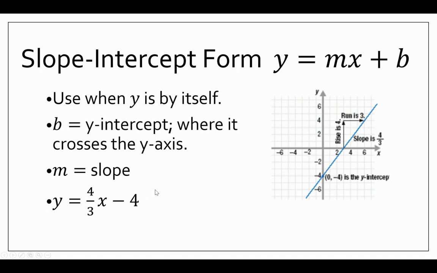And so to write this formula out using the slope-intercept form, it is going to be y equals 4/3 x minus 4. The 4/3 is the slope, rise over run, 4 over 3. And minus 4 is our y-intercept. The y-intercept intercepts the y down here at -4.